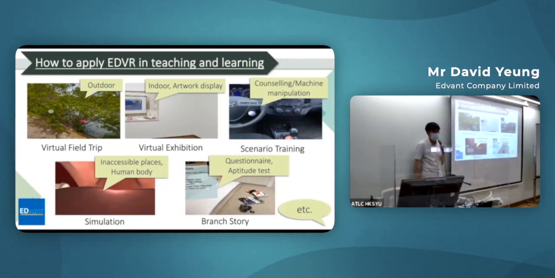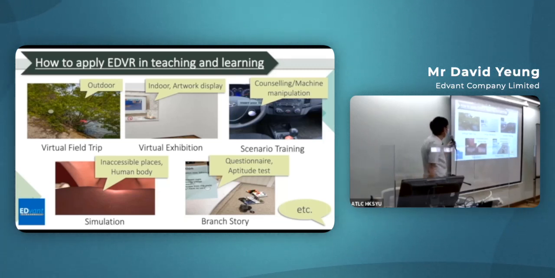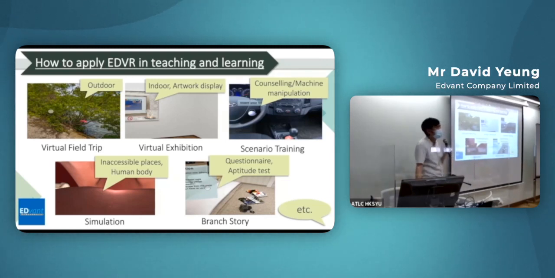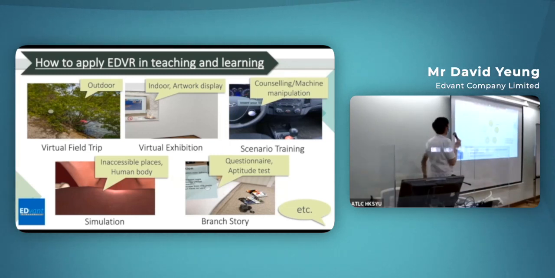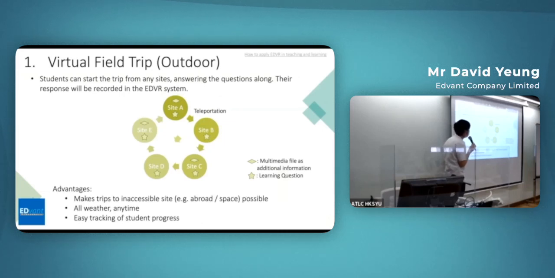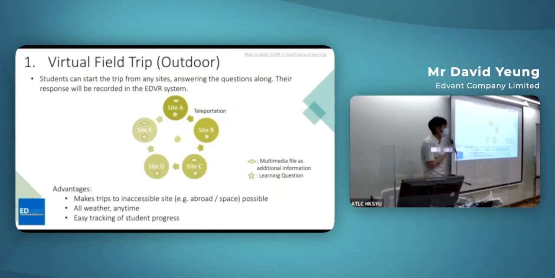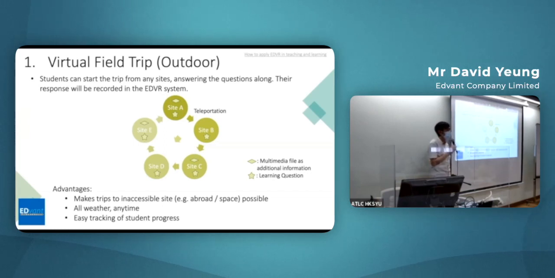This is almost the same slide as before. We try to list a few use cases of EDVR, which includes virtual field trip, virtual exhibition, scenario-based training, simulation, and brand story. And now we'll go into it deeper one by one. So the first use case is virtual field trip, which is for outdoor use. The first demo we did, which is a science park, is one such example.